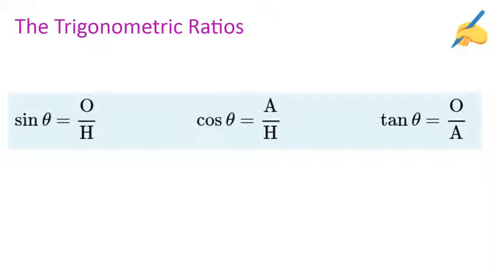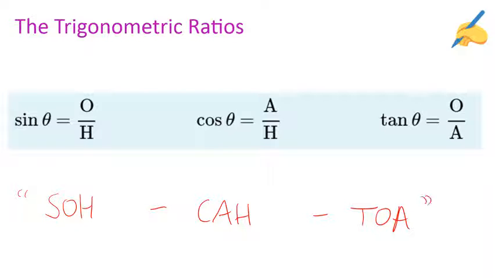The trig ratios are sine, cos, and tan. Or you might remember we call it SOH, CAH, TOA. So that's the way to remember the trig ratios, SOH CAH TOA.